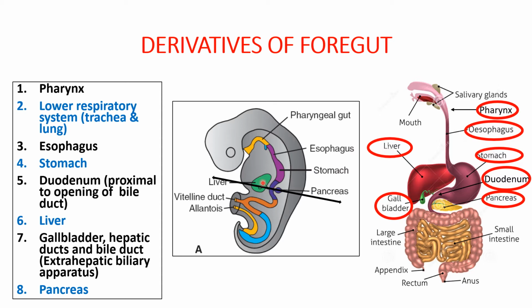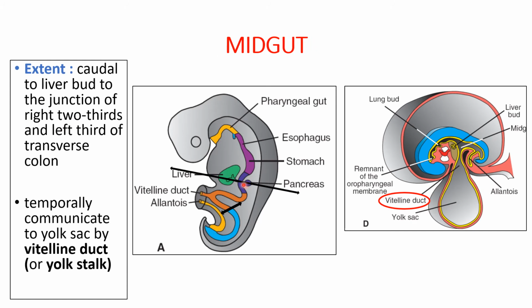Also the associated glands of the GIT, that is the liver, the extrahepatic biliary apparatus, gallbladder, and pancreas. These are all derivatives of the foregut. Now, distal to the foregut, from the liver bud or the entry point of the common bile duct into the duodenum to the junction of the right 2/3 and left 1/3 of the transverse colon, this is the midgut. And this midgut is temporarily connected to the yolk sac by the vitelline duct or the yolk stalk.